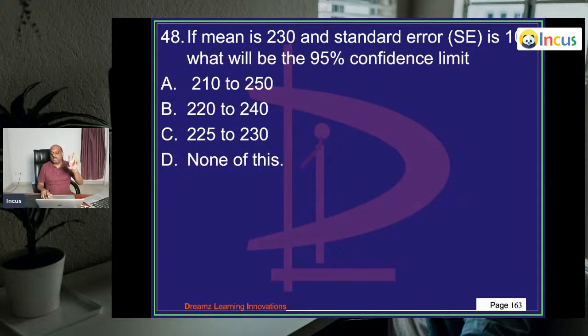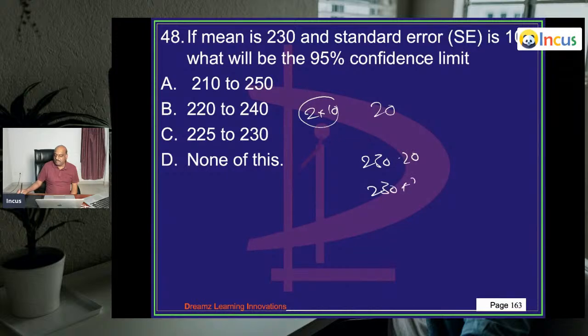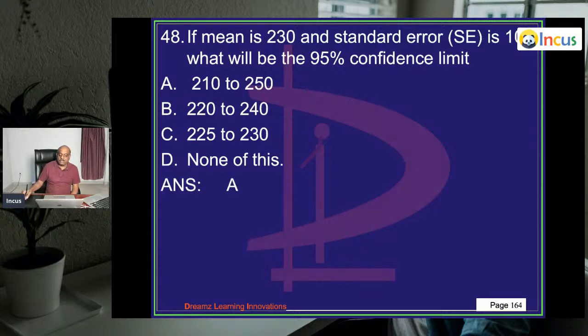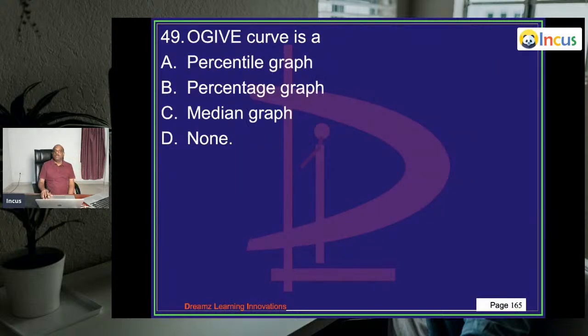If the mean is 230 and the standard error is 10, then two times 10 is 20. 230 minus 20 and 230 plus 20 will be the two sides of 95%. So 230 plus 20 is 250, and 230 minus 20 is 210. 210 to 250 is two standard deviations.